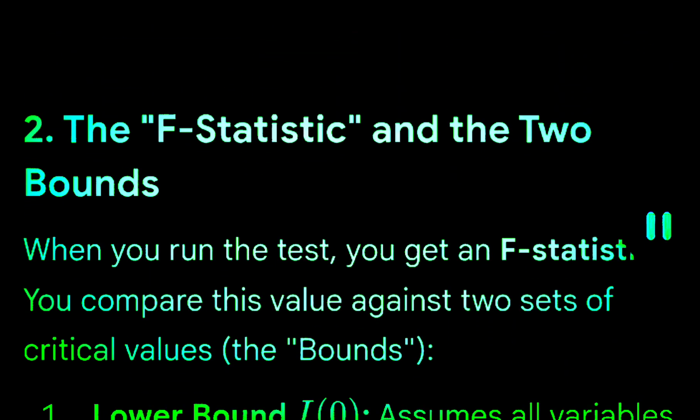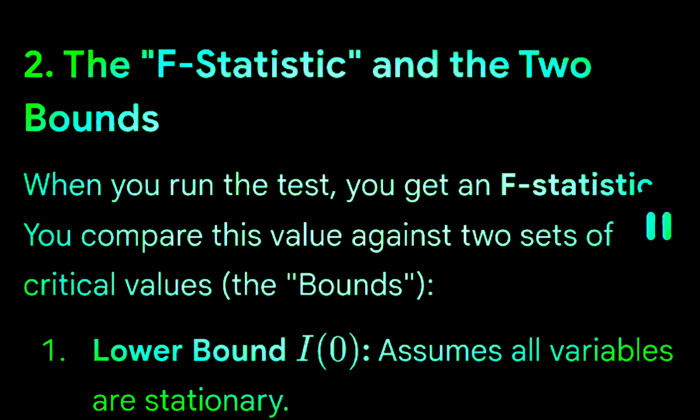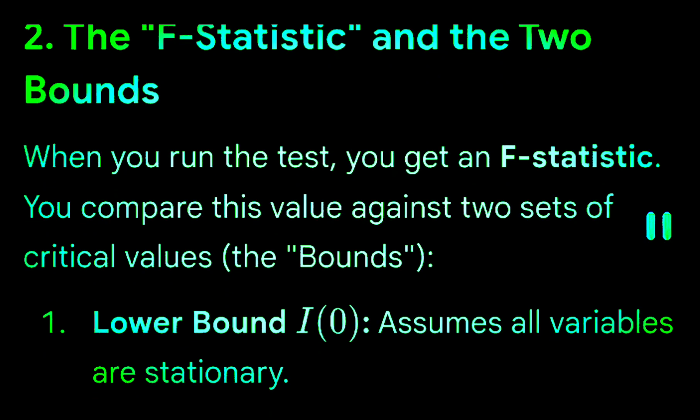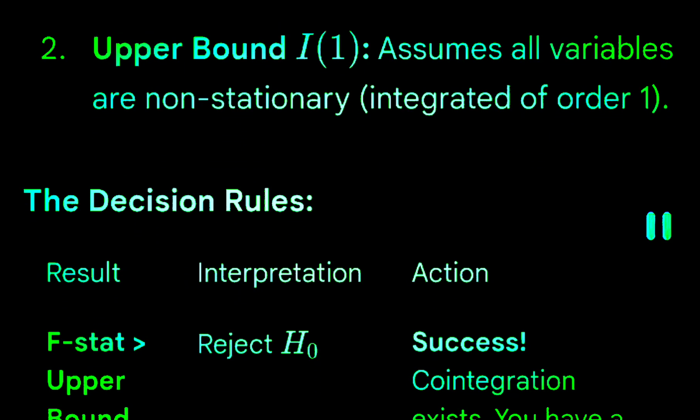2. The F statistic and the two bounds. When you run the test, you get an F statistic. You compare this value against two sets of critical values. The bounds: lower bound I(0) assumes all variables are stationary. Upper bound I(1) assumes all variables are non-stationary, integrated of order 1.